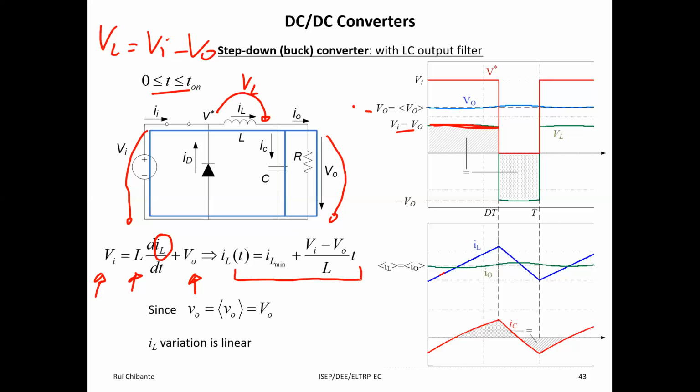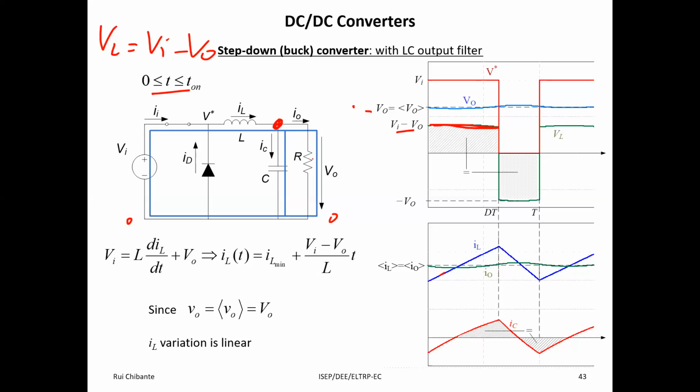So this justifies how the current in the inductor is varying, but we have two more currents. Okay, so if we look at this node here, we have the inductor current that enters the node, and then we have the output current for the resistor and the capacitor current.